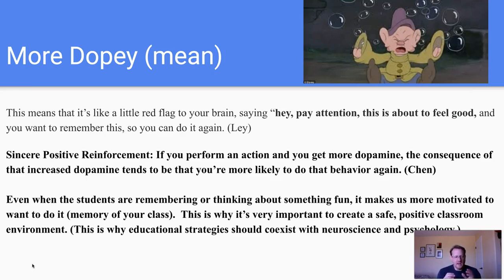And I put this in parentheses: I think this is why educational strategies need to coexist with neuroscience and psychology, using this to your advantage. If you make class enjoyable and the students are having fun, when they think about your assignment, they'll remember that it was fun to do, and they're more apt to want to do it again and be more motivated.